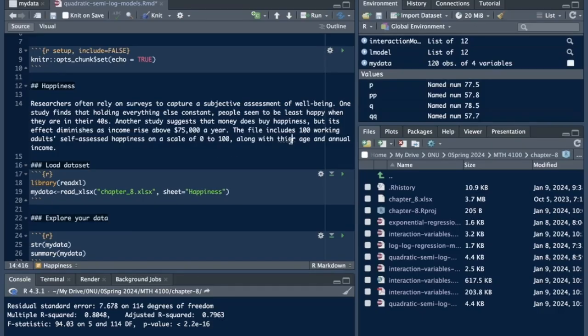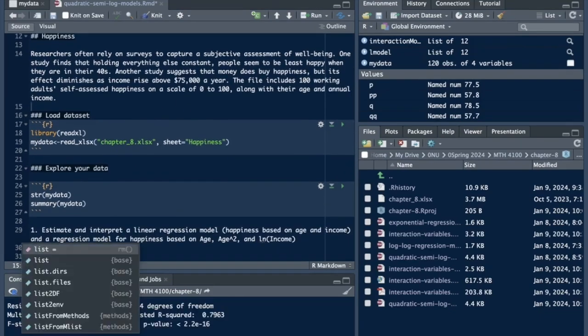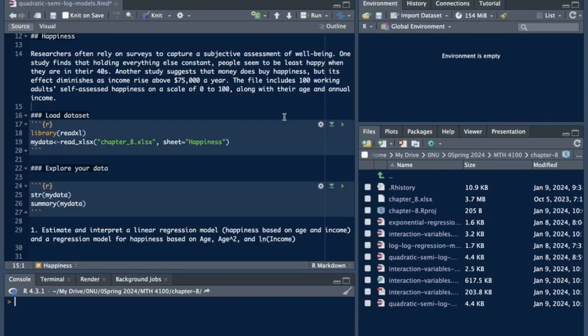Interesting. So the file includes 100 working adults' self-assessed happiness on a scale of 0 to 100, along with their age and annual income. First, I'm going to clean this, and then I'm going to run. Again, I'm calling this my data. It's in chapter 8. We have two arguments. We need two libraries here. One library is readxl.